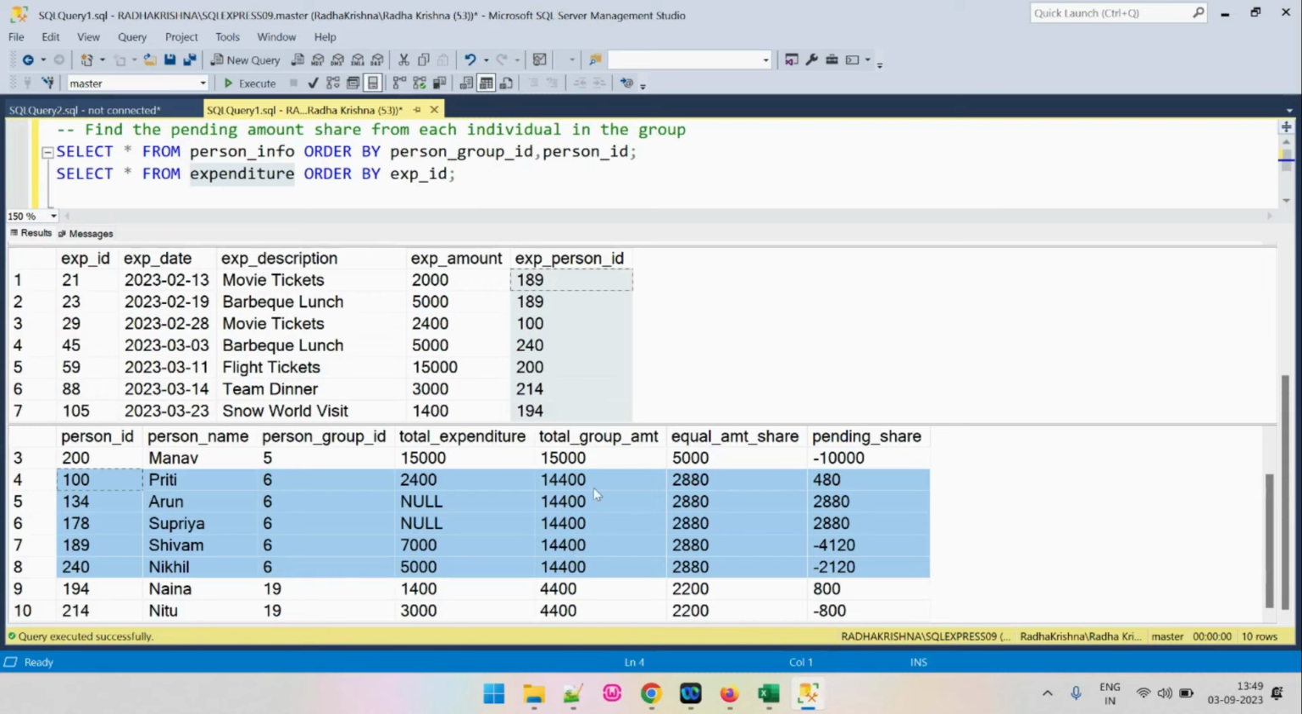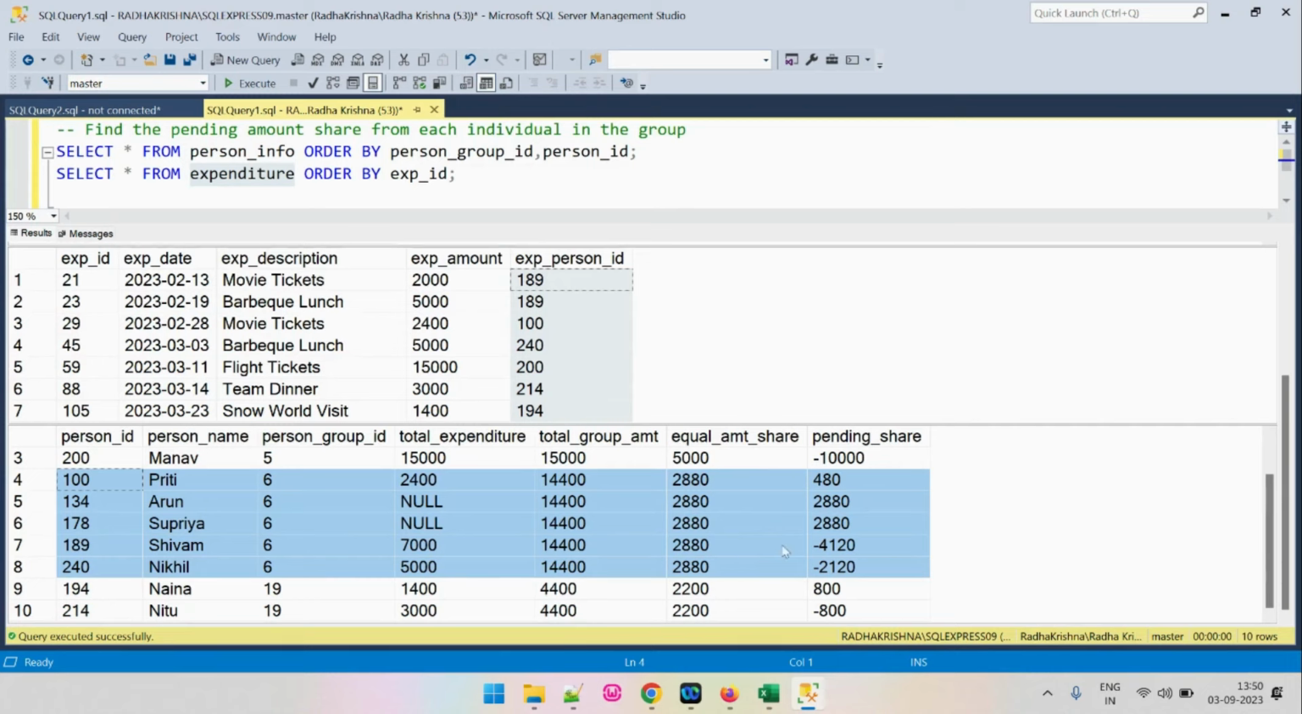After that, we have to find out how much each person should share among themselves. How are we doing it? The total group amount is divided among the number of people who are present. Since there are 6 people present in this group ID 6, 14,400 divided by 6 will give us 2,880. That is the amount each individual in the group owes to be paid.